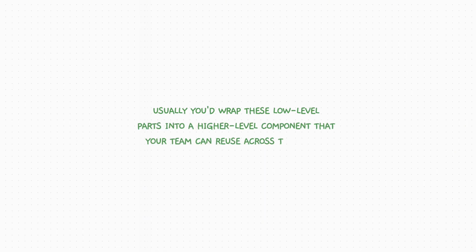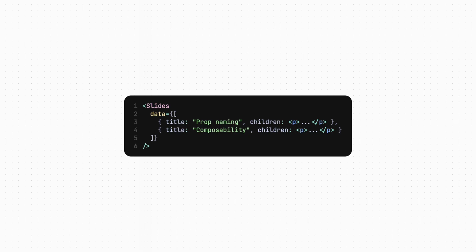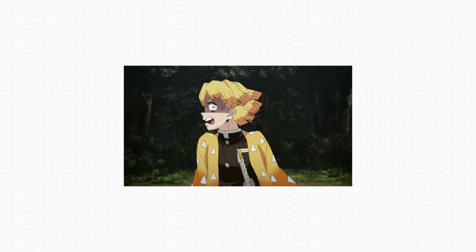Usually you'd wrap these low-level parts into a higher-level component that your team can reuse across the project. Let me show you a cleaner example. Here's a Slides component built with composition. Each slide is a real JSX element, visually clear, easy to scan, and way easier to manage. Now compare that to a version that uses a single data prop with a bunch of objects. You lose JSX, you lose readability. And if you want to pass additional props, good luck. You'll have to build support for every one of them manually.